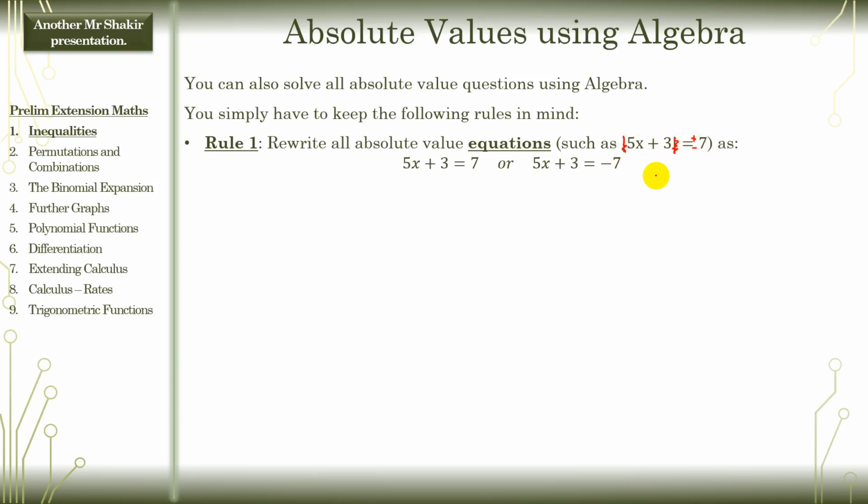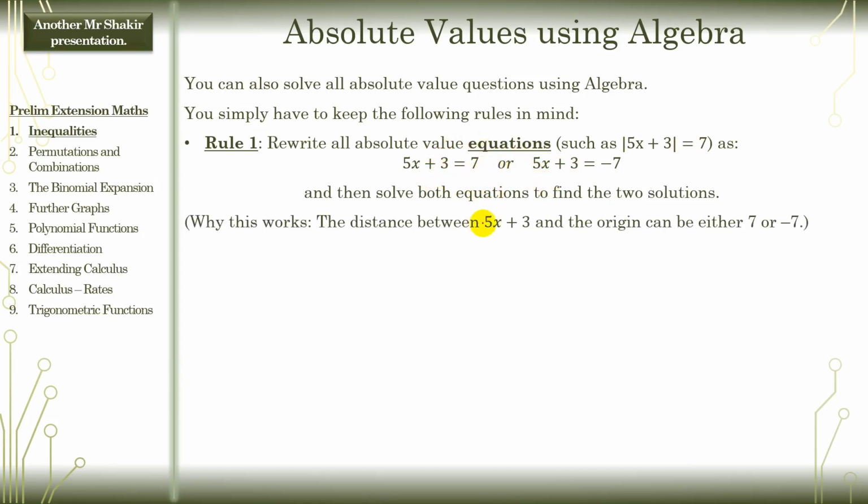If you are dealing with an absolute value with an equal sign, you get rid of these absolute value signs and you make the right hand side plus or minus. You write it as two separate equations, we solve each one, right? So we'll subtract 3 on both sides, simple algebra, and you'll get the answer. Now, why does this work? It works because the distance between 5x plus 3 and the origin can be 7 or negative 7. I kind of explained that already.